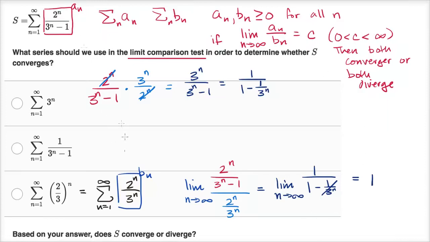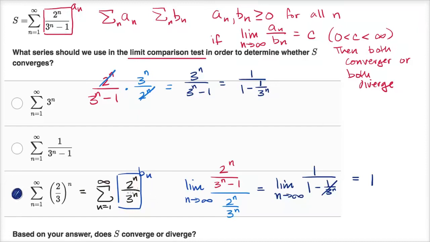So the destinies of these two series are tied. They either both converge or they both diverge. And so this is a good one to use the limit comparison test with. And so let's think about it. Do they both converge or do they both diverge?